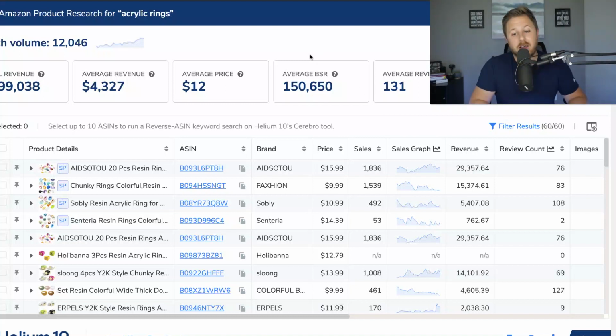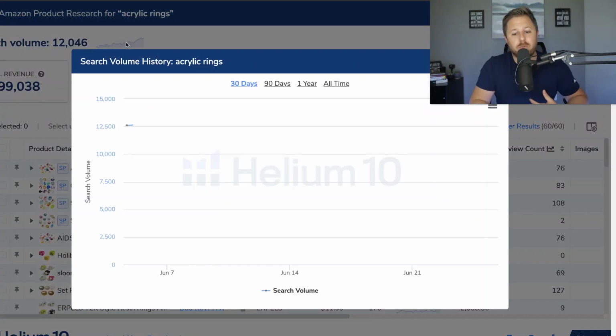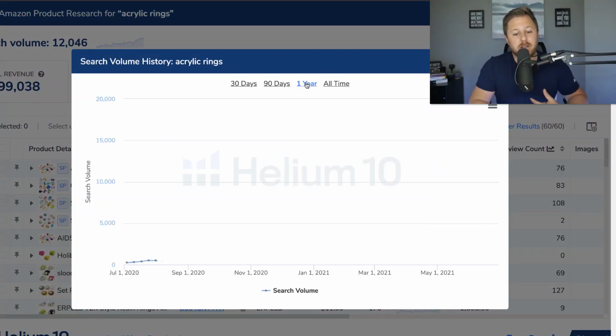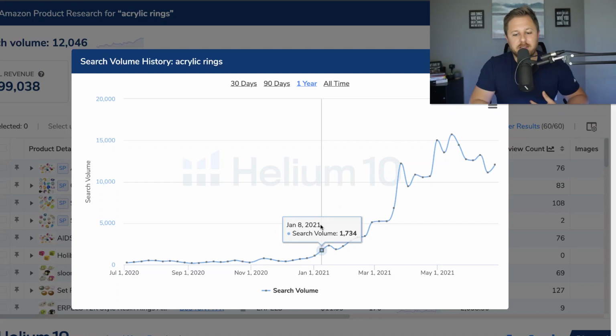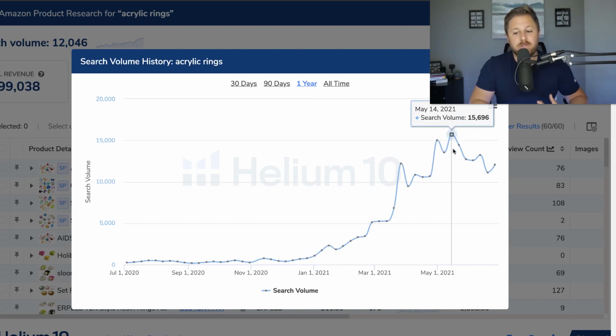Again, the BSR is a little high, but you do have good search volume right here. So that means people are searching for these rings, and a lot of these sellers have low reviews with great revenue. So that is a good sign. Again, I'm going to click right here on the search volume, and we will see if it is a trend. So I'm going to click on the 1 year, and you could see these things took off at the beginning of 2021. Only 1,000 people were searching them, and now almost 15,000 people are searching this product.